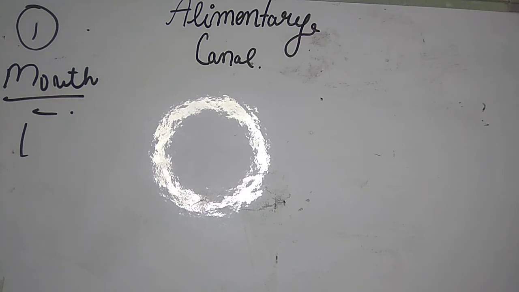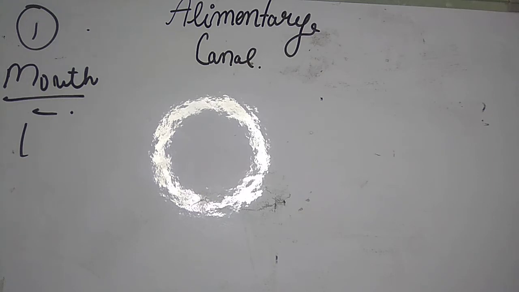Now the next part is the pharynx. It is a small funnel-shaped chamber located behind the oral cavity. It communicates with the esophagus and the buccal cavity. Now the esophagus is the long tube that leads to the stomach. Esophagus has no digestive glands, no digestive enzymes. It's just a tube by which the food travels to the stomach.